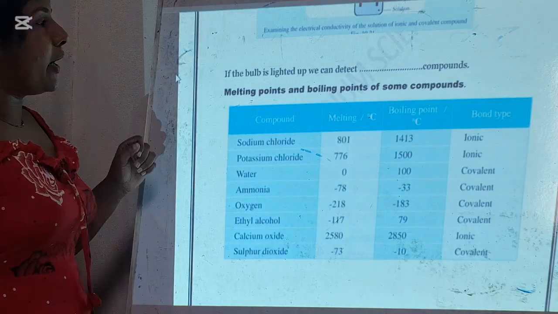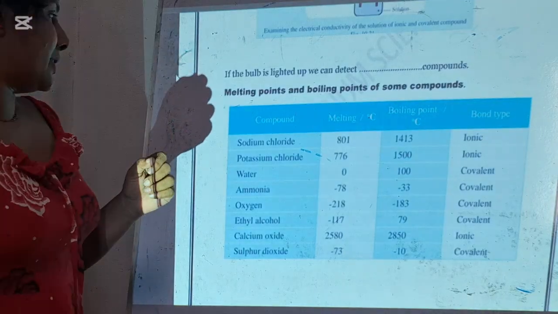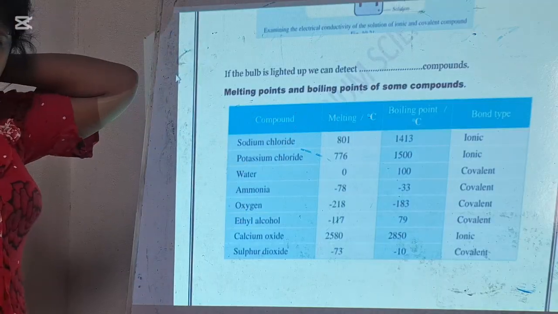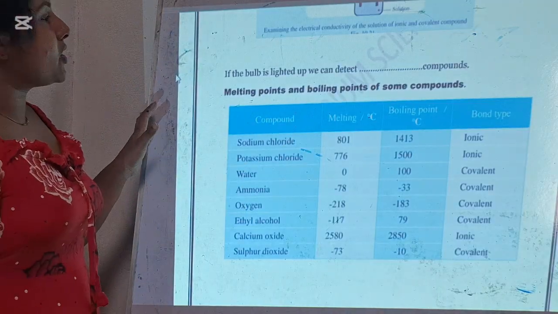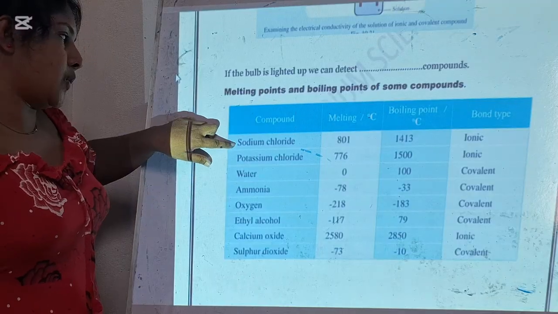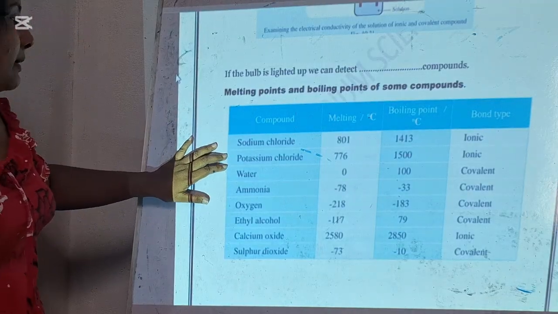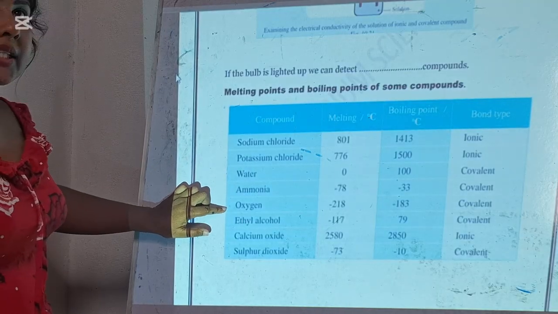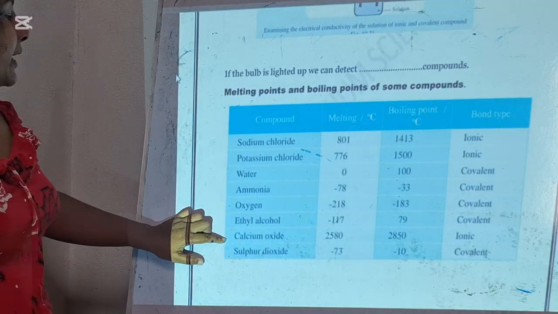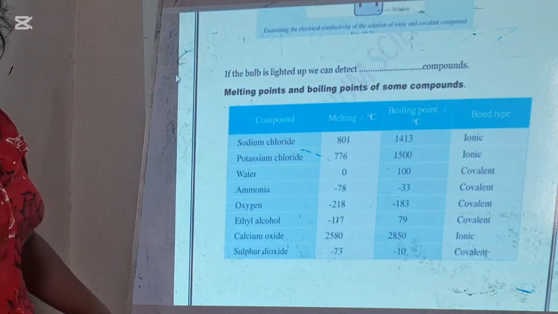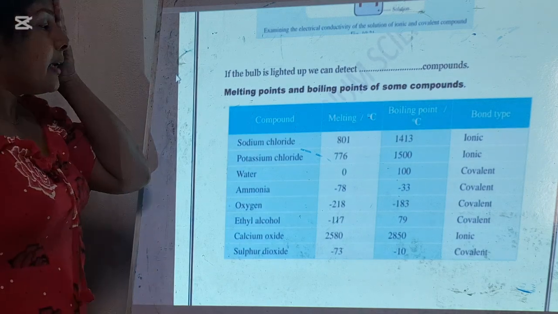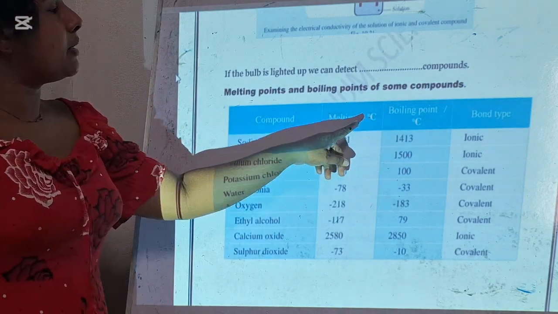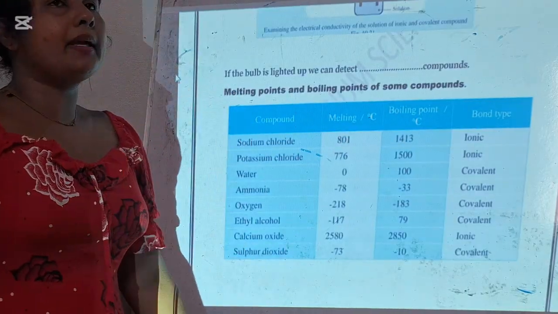Melting points and boiling points of some compounds. Look, I have sodium chloride in the first column, potassium chloride, water, ammonia, oxygen, ethyl alcohol, calcium oxide, sulfur dioxide, like compounds. These compounds have melting points, boiling points and bond types like this.